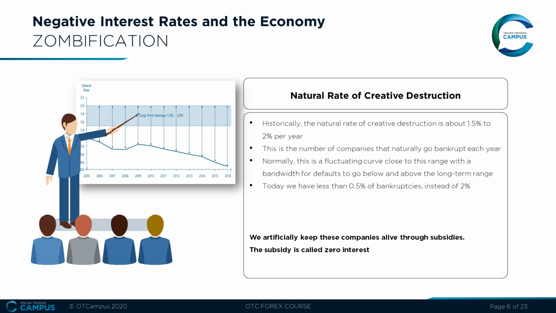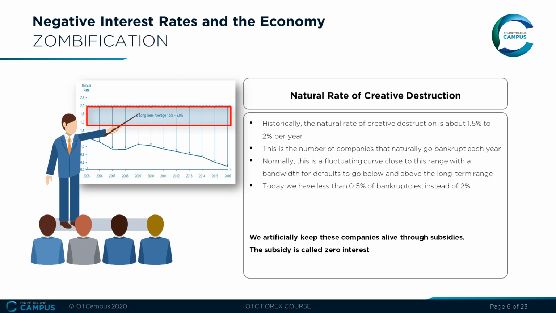Alright, let's take a step back and look at an economic phenomenon called the natural rate of creative destruction. Historically, the natural rate of creative destruction is about 1.5% to 2% per year. This is the number of companies that naturally go bankrupt each year. So out of 100 companies, 2 fail and are sorted out each year. And that's healthy because the resources associated with them, such as human capital and financial assets, are released and seek new activities in the economy. And this is also necessary because the companies that fail are generally inefficient and produce things that nobody needs, or they do it too expensively. They have to go bankrupt because inefficient companies that survive will eventually clog the arteries of the economy.